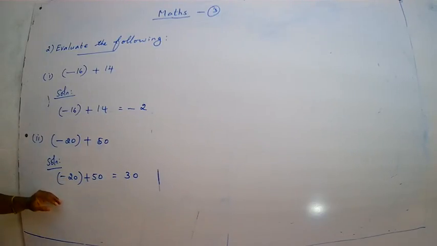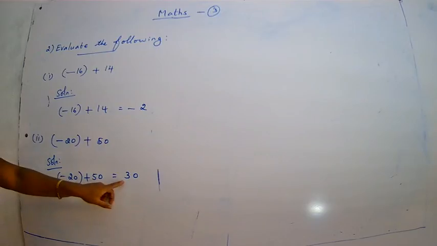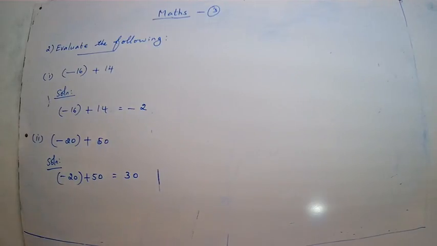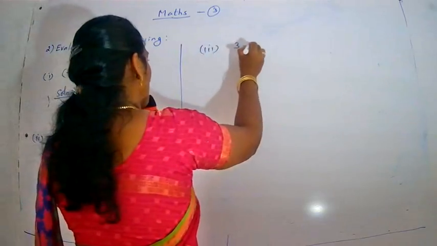Okay children, now you see which number is big? 50. So therefore your answer is a positive integer, plus 30. Okay children. Now the third question. Don't write, just listen.